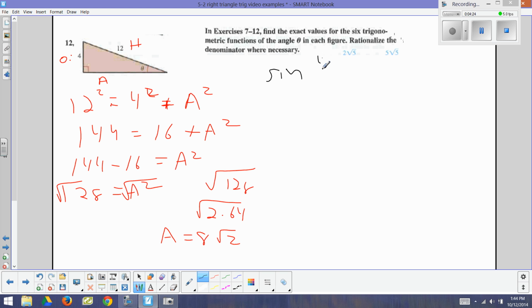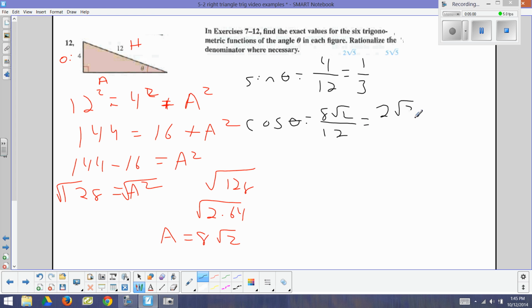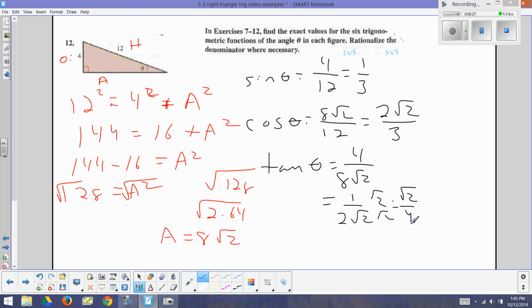So the sine of theta is opposite over hypotenuse, which reduces to 1 over 3. The cosine of an angle is my adjacent side, 8 radical 2, over my hypotenuse, which reduces to 2 radical 2 over 3. Tangent of theta is opposite over my adjacent, which reduces to 1 over 2 radical 2. Rationalize the denominator, and I end up with radical 2 over 4.